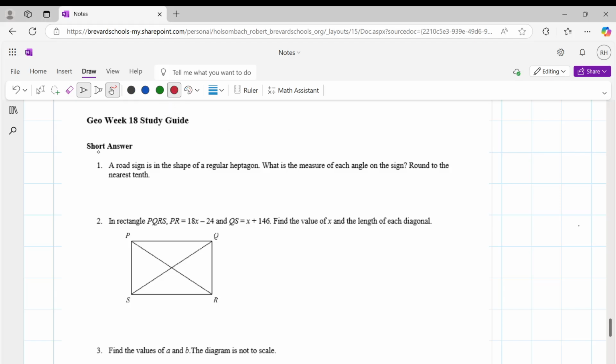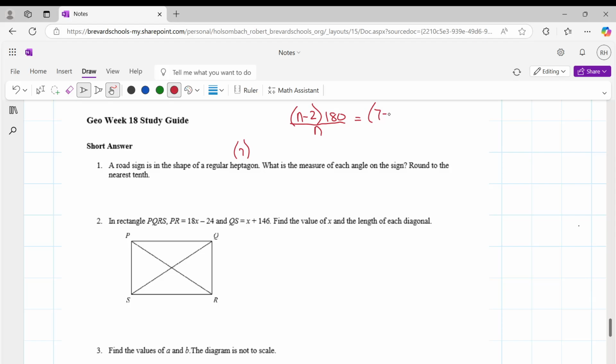Problem number 1, a road sign is in the shape of a regular heptagon. Okay, heptagon, that's got 7 sides. What is the measure of each angle on the sign? Round to the nearest tenth. All right, so that's our formula, n minus 2 times 180 divided by n, where n is the number of sides. So we're just going to substitute a 7 for the n.